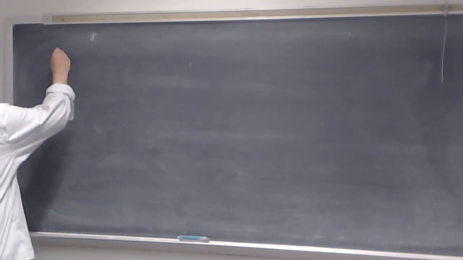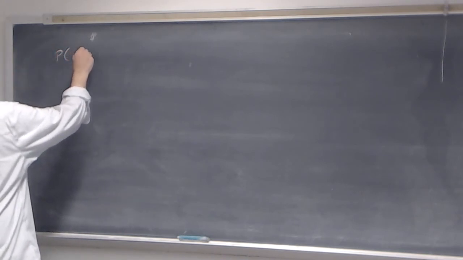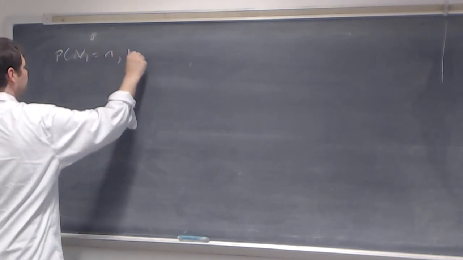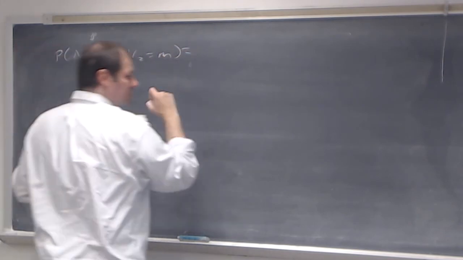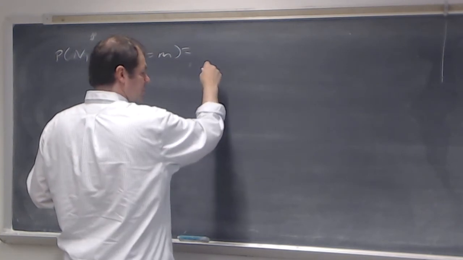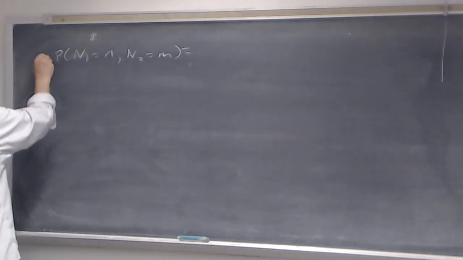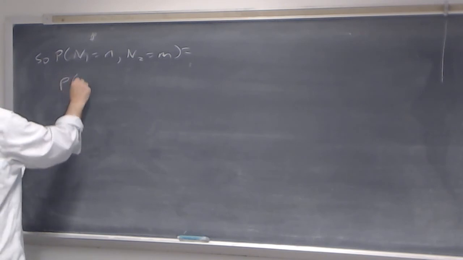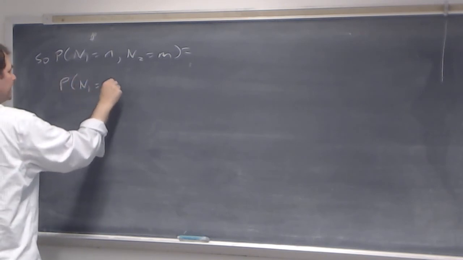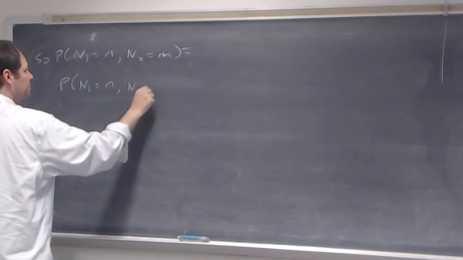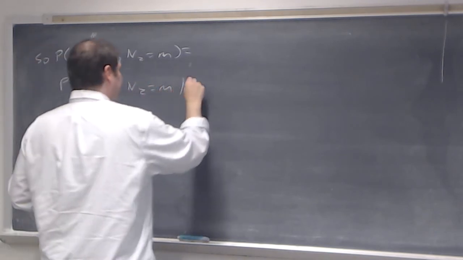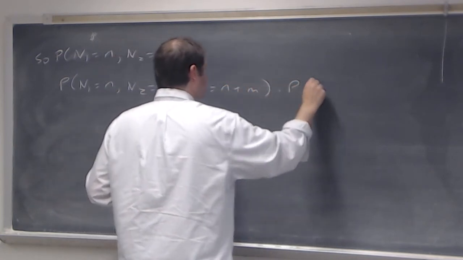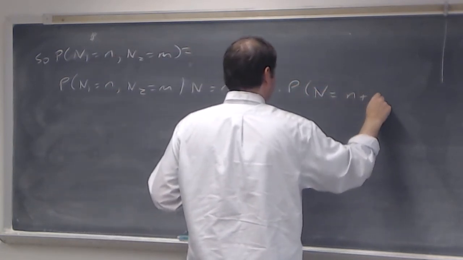And so the probability that n sub 1 equals n and n sub 2 equals m is going to be equal to, so this one term, what is that one term? That's going to be the probability that n sub 1 equals n and n sub 2 equals m, given that N equals n plus m, times the probability that N equals n plus m.